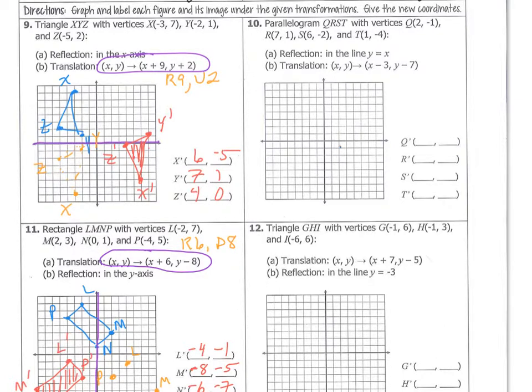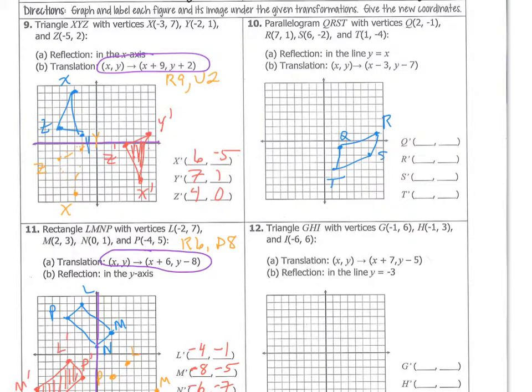So plot 2, -1. 7, 1. 6, -2, and 1, -4. Connect with a straight edge, unlike me. That should look like a parallelogram. So that's just our pre-image.